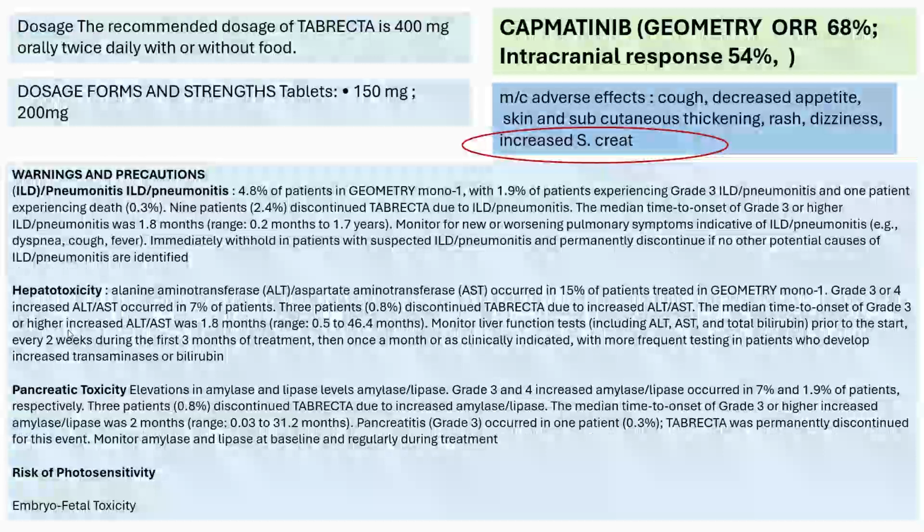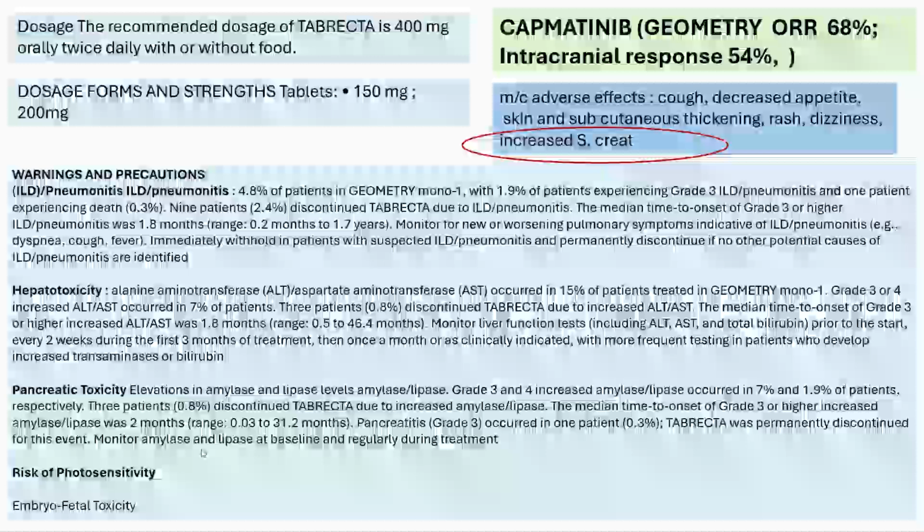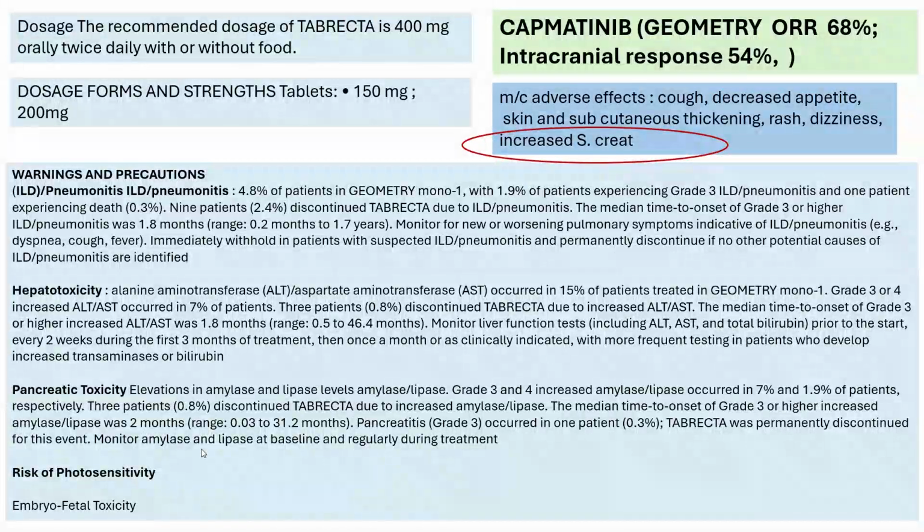The warnings and precautions that we need to know are: if the patient has severe abdominal pain, we need to monitor amylase and lipase if the patient is on capmatinib. And of course severe hepatotoxicity, so the patient has to be monitored with regular transaminases. And ILD, as I said, applies to any patient on any TKI. If they have any sudden new onset of cough or shortness of breath, we need to rule out other causes, like infective causes, and ILD should be kept in mind before sending the patient home.